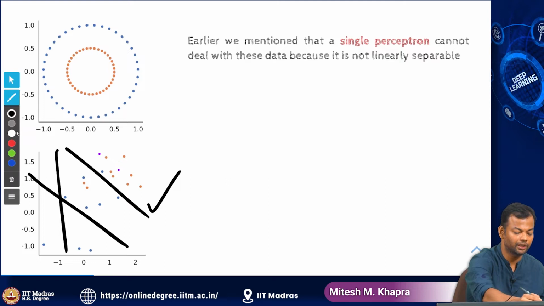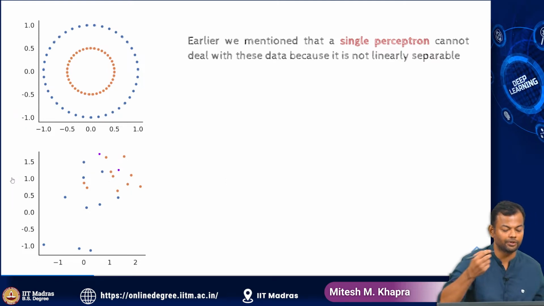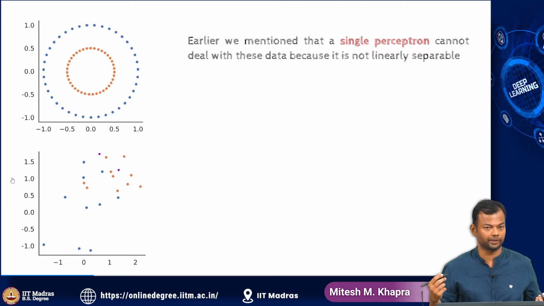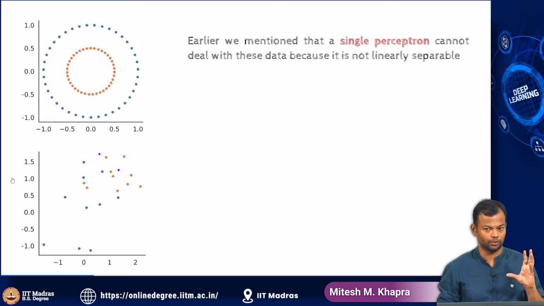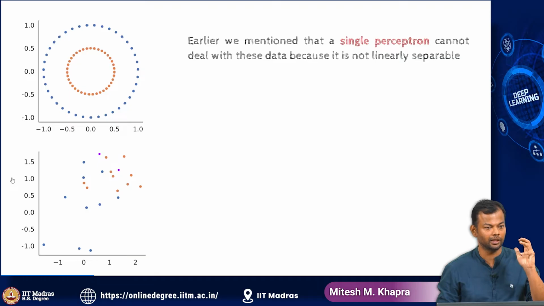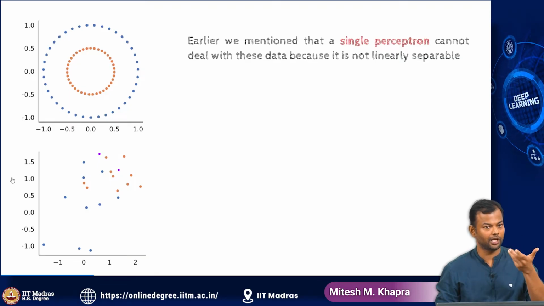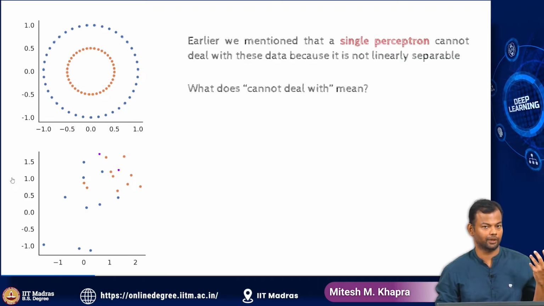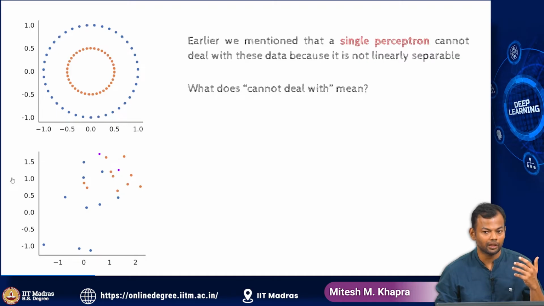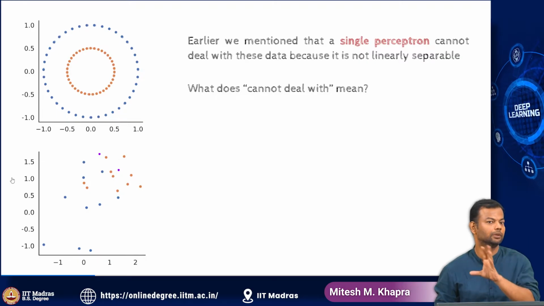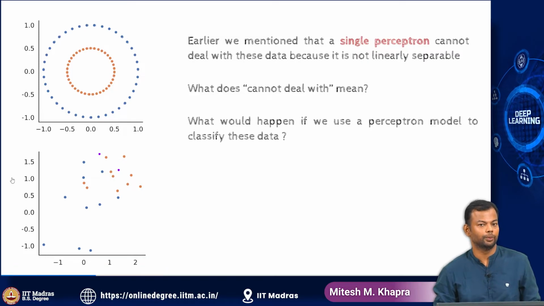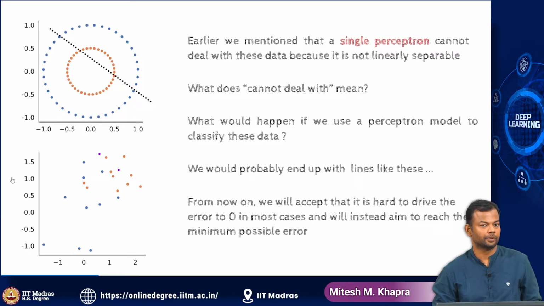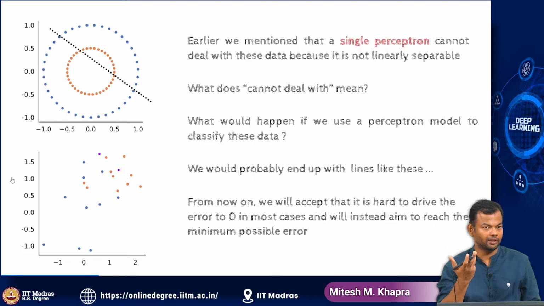What do you think is a possible line that it would end up with if I just ran the perceptron algorithm? Just think about it, and when I show you the answer, see whether you are in agreement. Somewhere in the middle of the data, and we all understand what is meant by the middle of the data. So let's see. This is what it would do in the upper case.